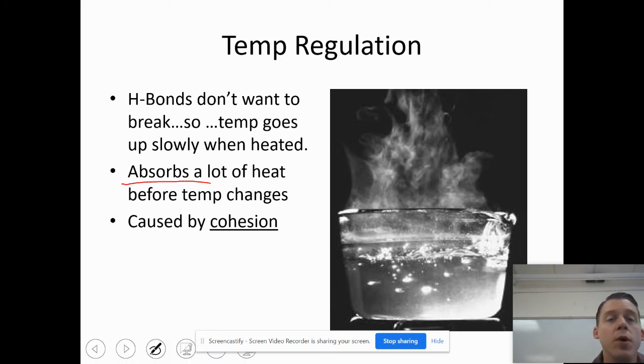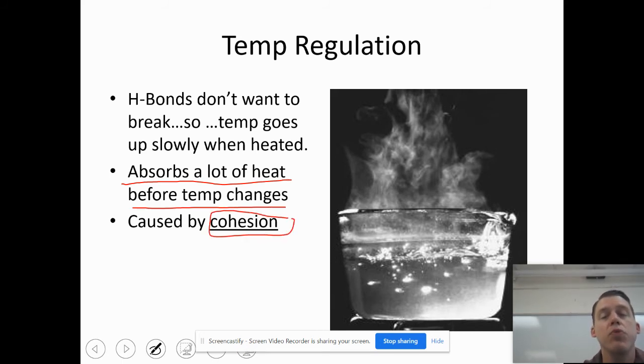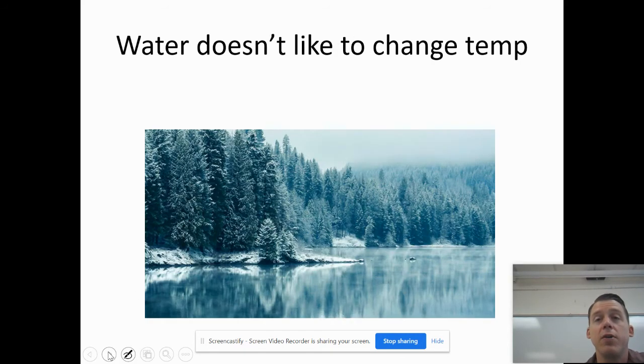Water has to absorb a lot of heat before the temperature would change, and this is another property caused by cohesion. Temperatures don't change very often. And this is a good thing, right? This means that lakes stay liquid even though it's very cold. The top might freeze over, but most of the lake is liquid because it doesn't like to change temperature.